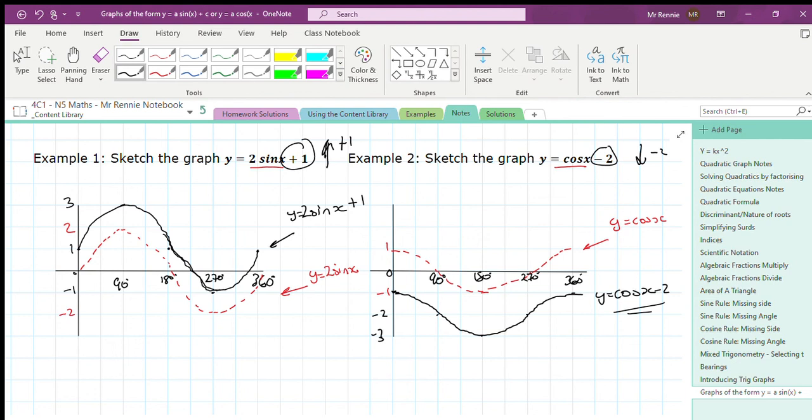Okay, remember the two-step process where you draw the initial part. So for example, in example 1, you draw the 2 sin x graph first, and then you do the shift after. We went up 1. Second example, we drew cos x first, so we worked out what it looked like, and then we shifted everything down 2, rather than trying to do it in one step. Okay, use the two-step process to make it more accurate.